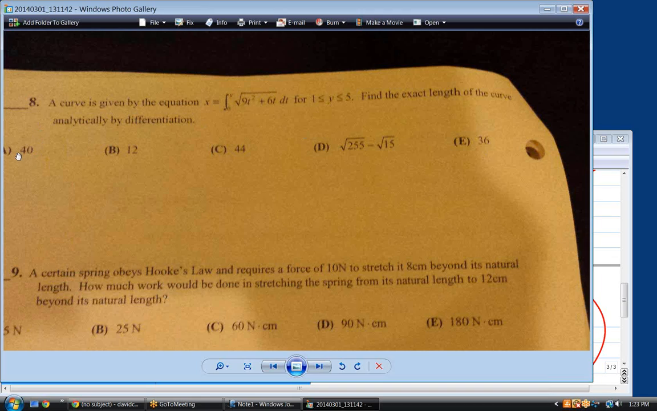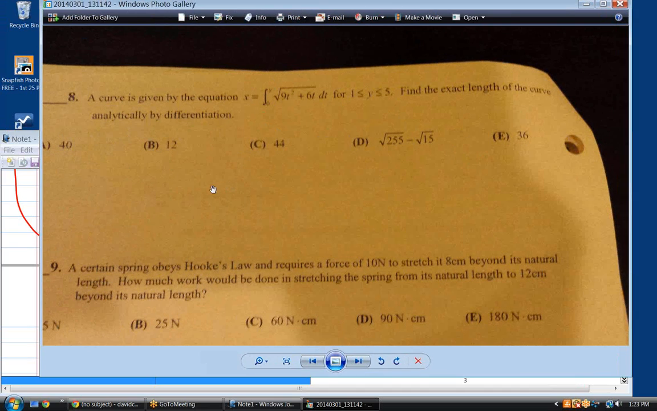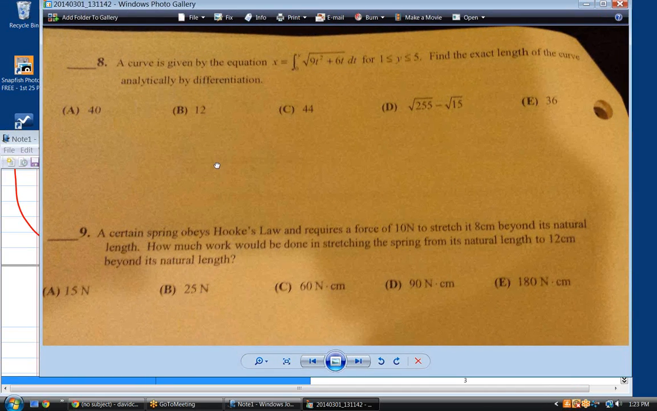Whew. Boy, I didn't see that 40 at first, and I looked at B through E, and I said, I know 40 is the answer here. If there's any problem I know how to do, it's this one. Okay.